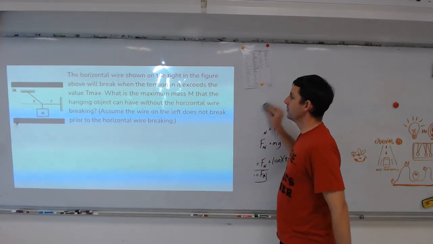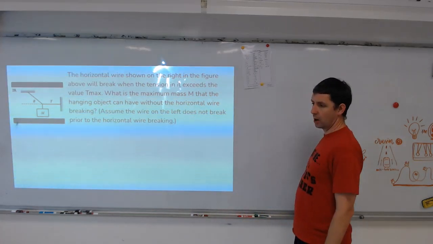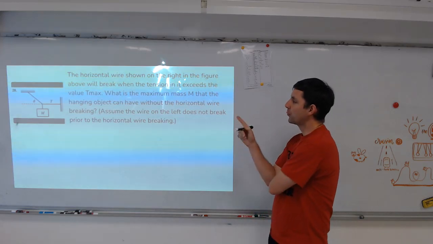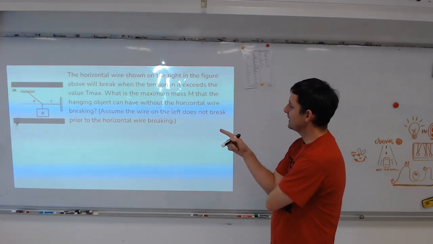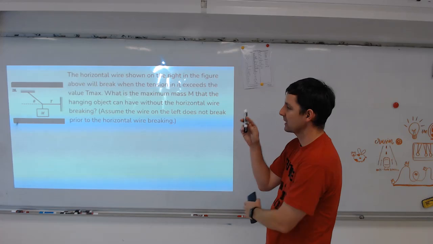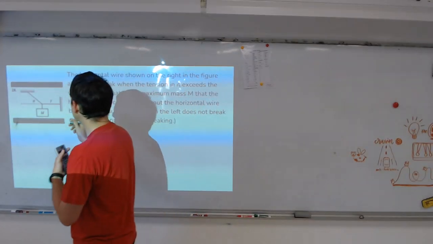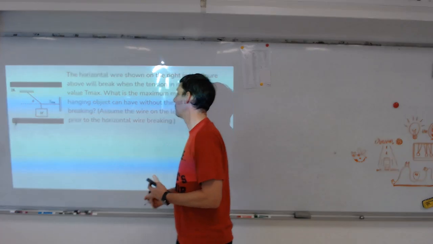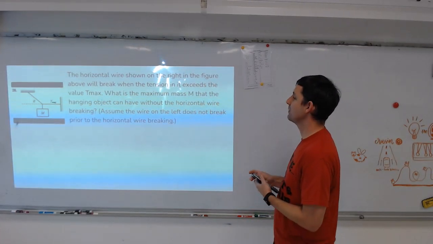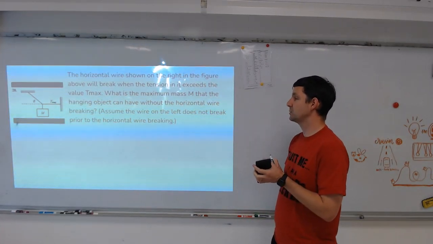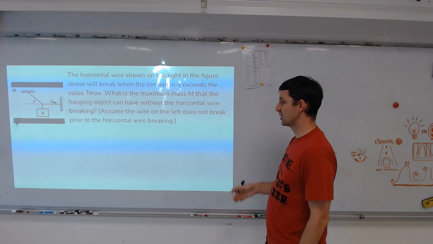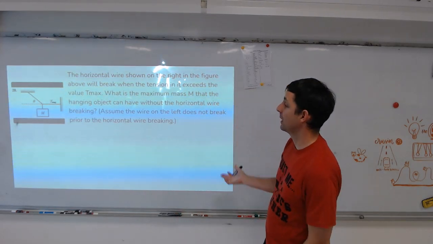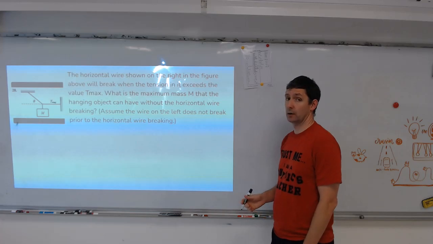All right, the horizontal wire shown on the right in the figure above will break when the tension in it exceeds the value T max. So this can go up to T max, and at that point it will break. What is the maximum mass that the hanging object can have without the horizontal wire breaking? Assume the wire on the left does not break prior to the horizontal wire breaking.